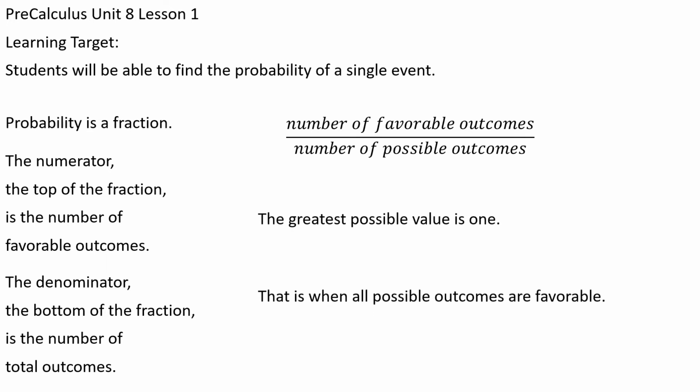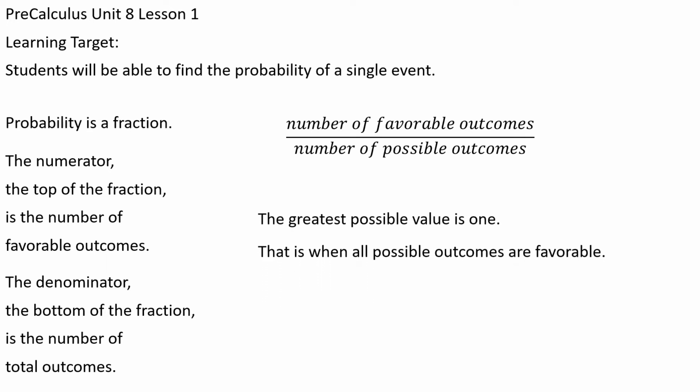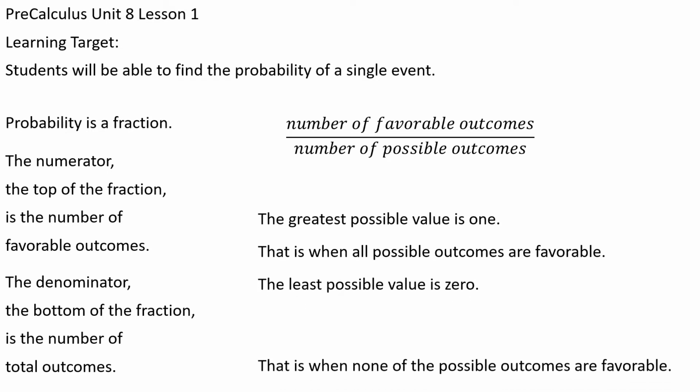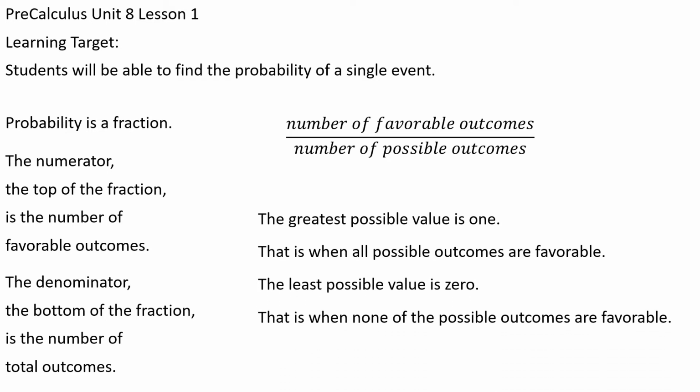Largest answer we will ever get is the number 1. The smallest answer we will ever get is 0. If we ever get a probability of 1, that means the event must happen. If we get a probability of 0, that means the event cannot happen.